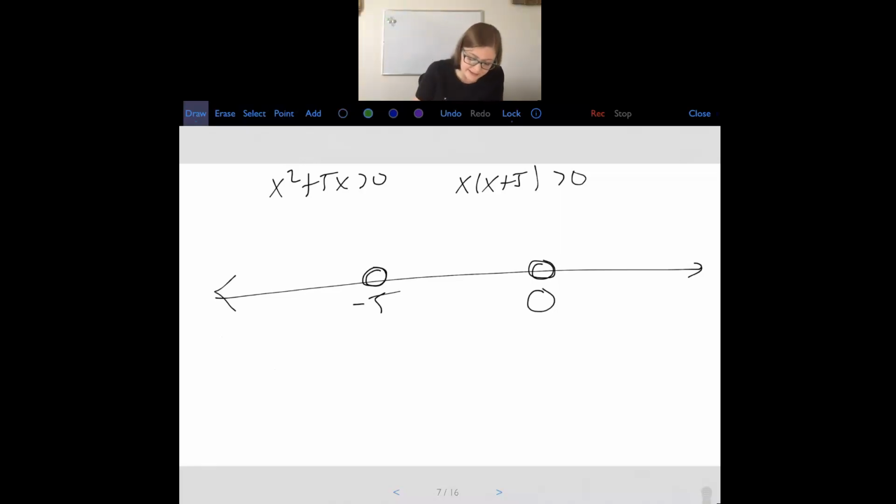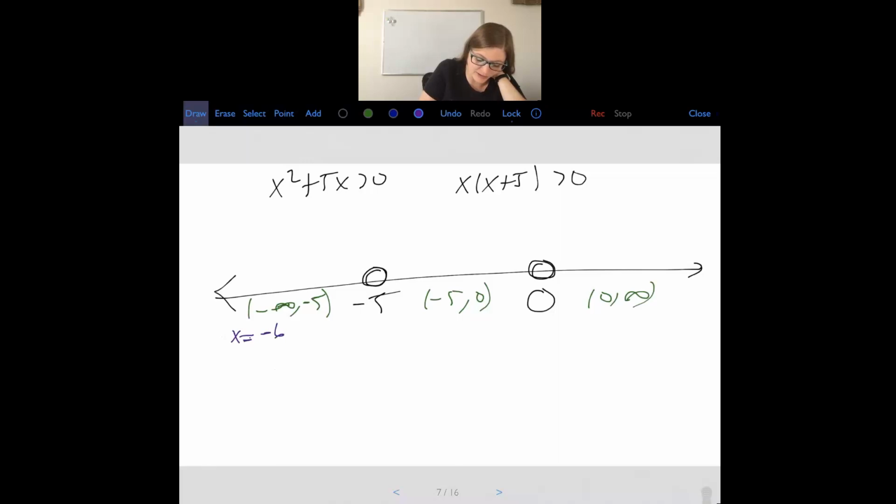And then personally, I like to look at my intervals right away because once my sign chart is completed, I can look and I get my intervals right away. So picture this like a number line. We've got negative infinity to negative 5, negative 5 to 0, and then 0 to infinity. So now we test points in each interval. You pick a representative for each one to represent that interval, and then that'll tell you if the values are positive or negative. So in this first interval, I'm going to do negative 6.